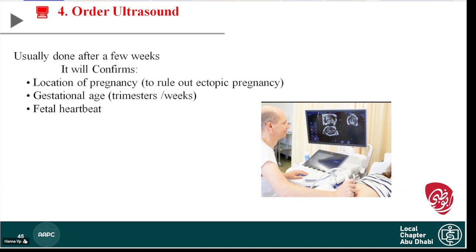Ectopic pregnancy, guys. Tubal pregnancy, which is not in the uterus, in another part. If the zygote or the embryo is showing there, we can consider it an ectopic pregnancy. It helps you find this out through the ultrasound only. And then you can see the gestational age. Ultrasound helps you find out the trimester or week, the gestational age, and also the fetal heartbeat.